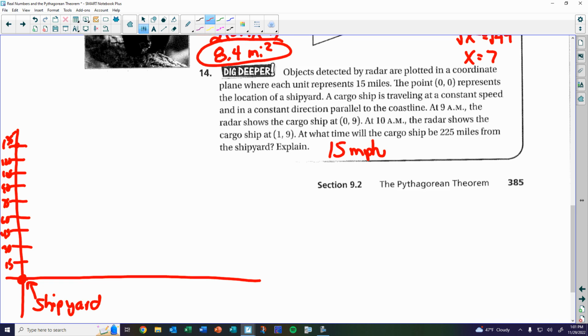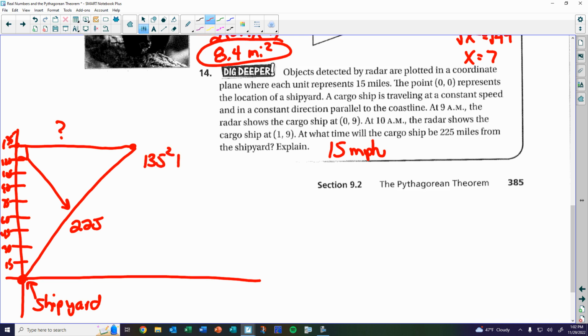All right. We want to know at what time will the cargo ship be 225 miles from the shipyard? So it's traveling this direction. Basically this line here is 225, and we're trying to figure out that spot. So the right angle tells us that's the hypotenuse. 135 is the length of the leg here, right? So it's going to be 135 squared. So these are some big numbers.